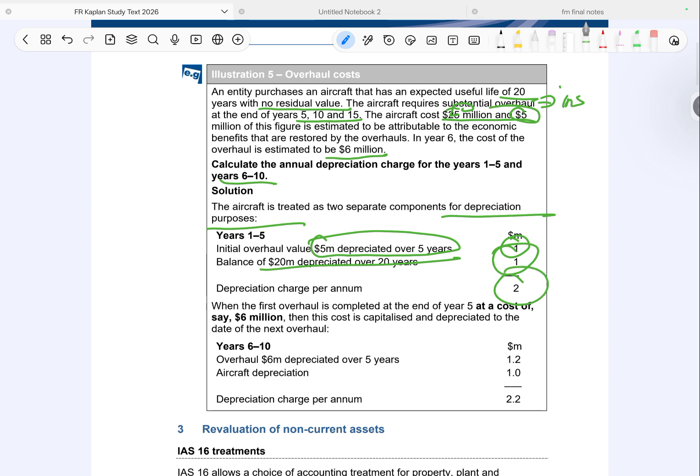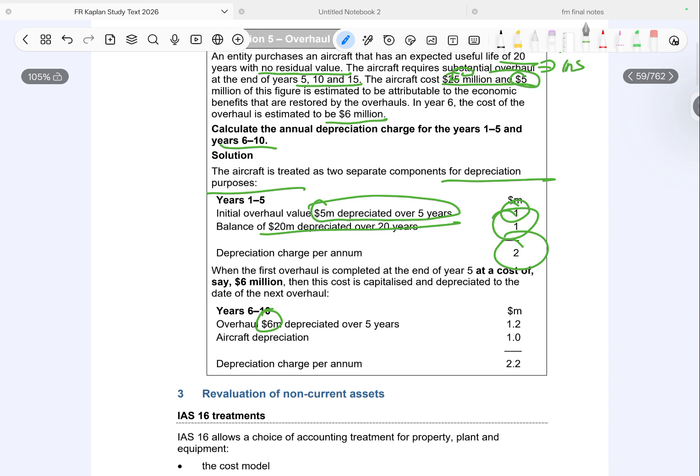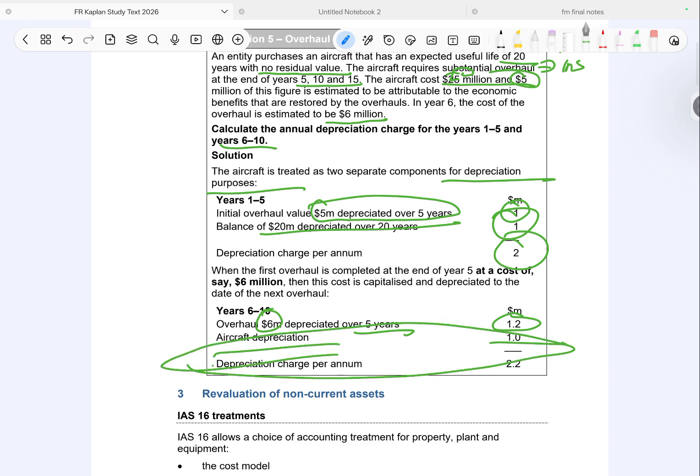Now for years 6 to 10, our overhaul cost has increased to 6 million. So again, it's very simple. 6 million over 5 years will give us 1.2 million per year, and the aircraft depreciation will remain the same, which is 1 million. So our total depreciation charge for years 6 to 10 is 2.2 million.